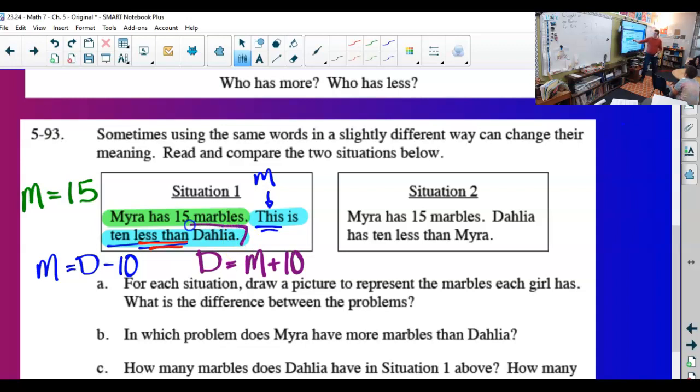But guys, we also need to be able to write this out. So yeah, this is right, that D equals M plus 10. But we have to be able to write it the other way also.